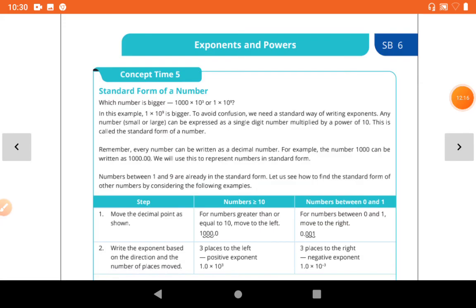So students, from this video, I hope all of you have understood how to calculate and how to write very small numbers and very large numbers using standard form. That was all about the revision topics of chapter number 12, exponents and powers.